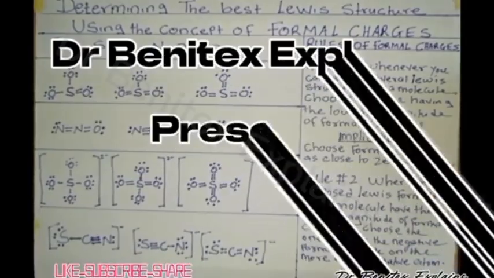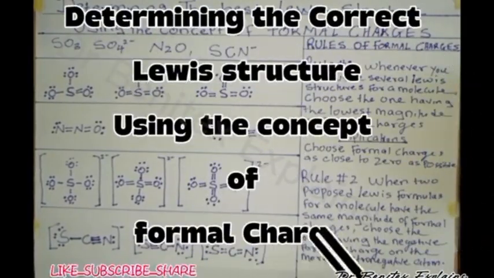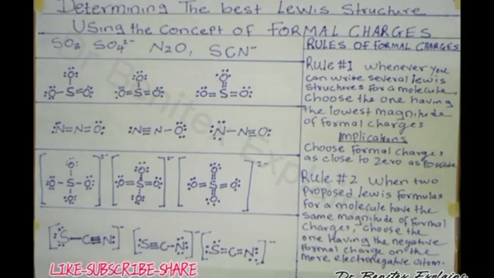Dr. Benitex here. In our previous video, we talked about how to calculate formal charges of elements present in a molecule or an ion. So in our video today, we are going to be talking about how to determine the best Lewis structure, or how to determine the most stable Lewis structure, using the concept of formal charges.